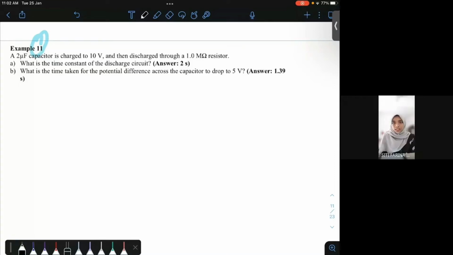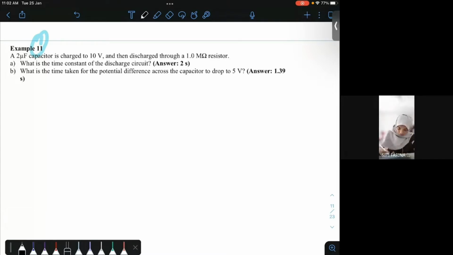So berdasarkan voting yang dibuat, example 11, 12 dan 13 adalah antara banyak yang diundi untuk dibincangkan. So kita akan proceed dengan example 11. So what we have here, microfarad capacitor and discharge through 1 mega ohm resistor. So what is the time constant of the discharge circuit?